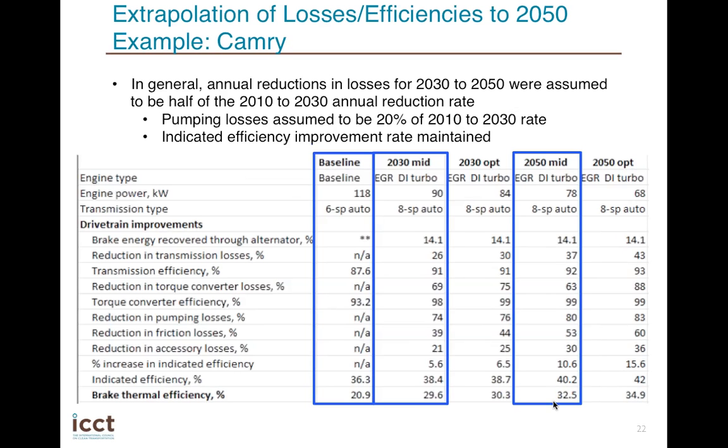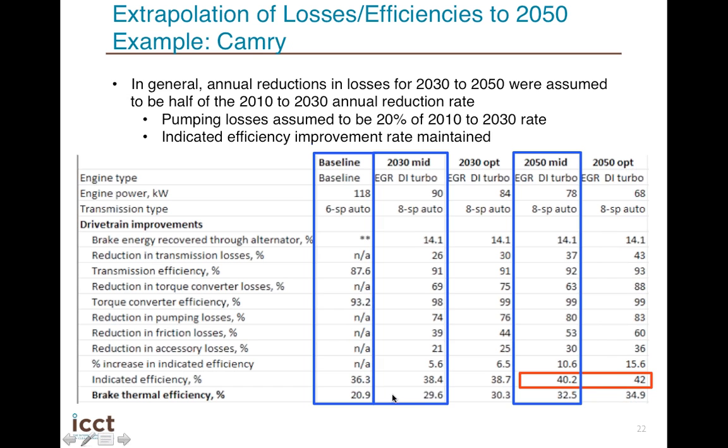The annual rate in indicated efficiency was maintained. It was not slowed down, and that was because there is a lot of work going on right now on engine improvements, a lot of papers announcing substantial increases in indicated efficiency. So we thought that we'd be somewhat conservative on that. Even without that reduction, we wound up for the 2050 mid-range case with about a 40% indicated efficiency. In the optimistic case, 42%. We brought in an engineering consultant who said that those numbers were reasonable. I also want you to remember them because I am going to cycle back to them later.